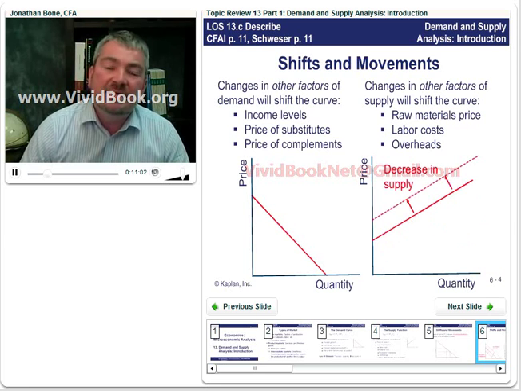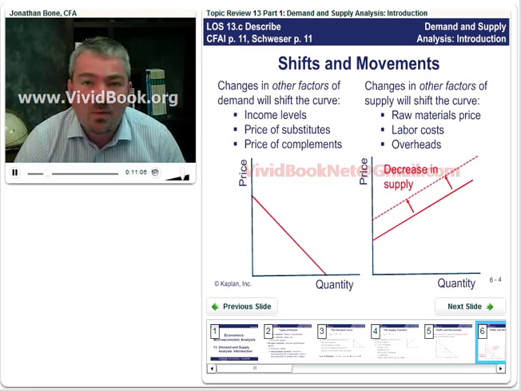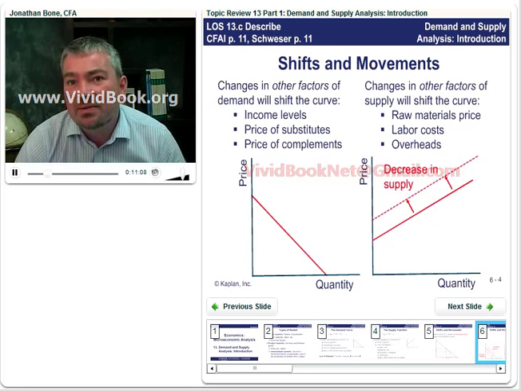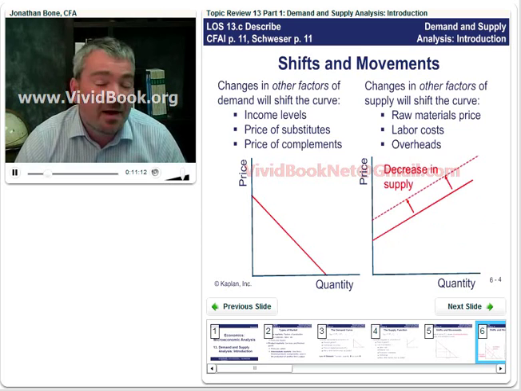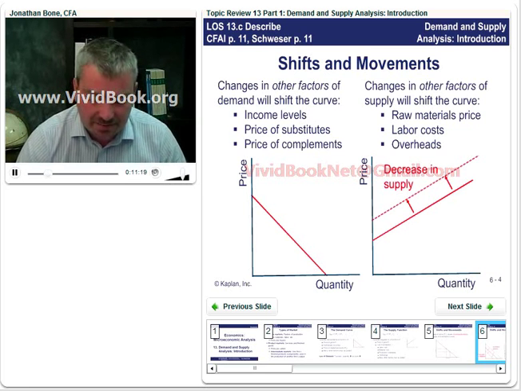A decrease in supply typically is going to be caused by our exogenous factors rising in price. So raw materials essentially become more expensive, labour more expensive, overheads more expensive. Notice now, at any given price, the firm is willing to supply a lower quantity.